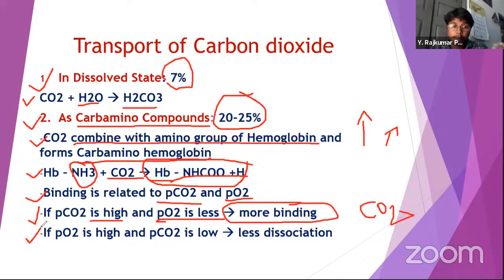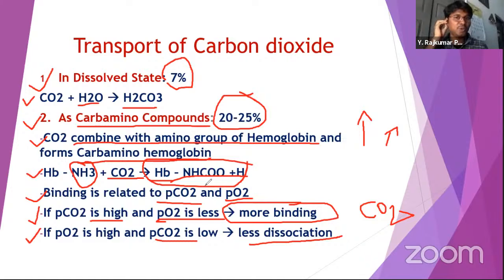If the partial pressure of oxygen is high and the partial pressure of carbon dioxide is low, that leads to less dissociation. Let me also explain what is meant by partial pressure. Most of the time I'm using this word partial pressure. It is the pressure of an individual gas in a mixture of gases. That's called the partial pressure of that gas.